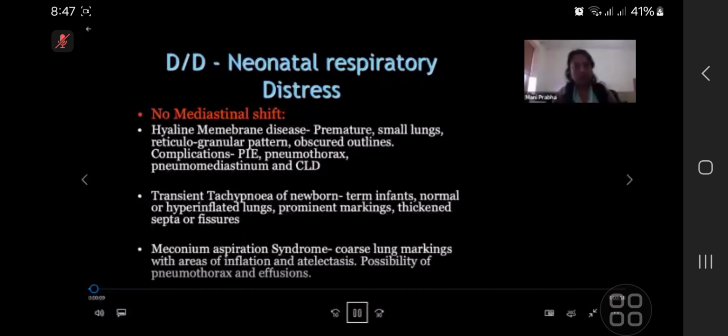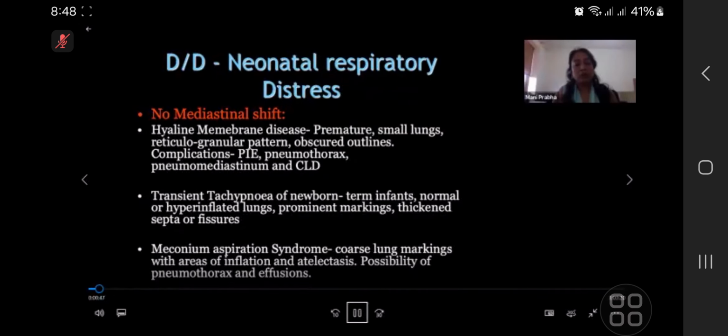Neonatal respiratory distress without any mediastinal shift. Three conditions we have to think about: hyaline membrane disease, transient tachypnea of newborn, and meconium aspiration syndrome. They have already been discussed. In hyaline membrane disease, the infant is preterm, the lungs are small, there can be a reticulogranular pattern, obscured outlines, and the complications can be PIE, pneumothorax, pneumomediastinum, and chronic lung disease.